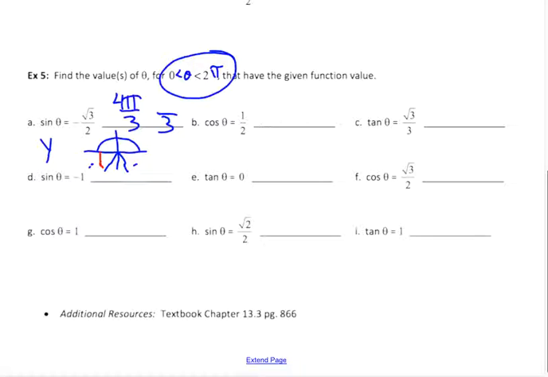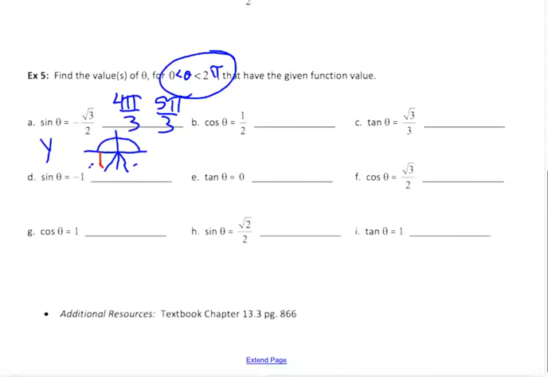And then in the 4th quadrant, going all the way around would be 6 sections. 3 in the top, 3 in the bottom. I'm 1 shy of those 6 sections, so I'm at 5 pi over 3. So again, the more you know about how you build those in the unit circle, you'll be able to figure out those radian angles better.